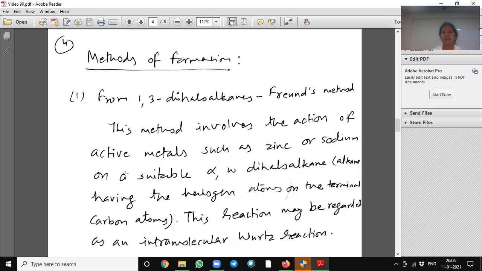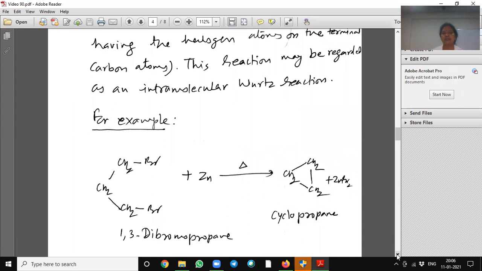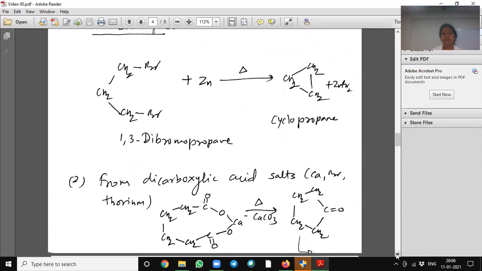Methods of formation. From 1,3-dihaloalkanes, Freund's method. This method involves the action of an active metal such as zinc or sodium on a suitable alpha, gamma dihaloalkane, an alkane having the halogen atoms on the terminal carbon atoms. This reaction may be regarded as an intramolecular Wurtz reaction. See here, 1,3-dibromopropane in presence of zinc will give cyclopropane.